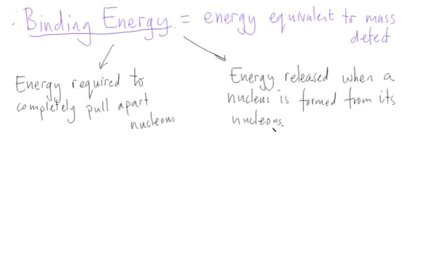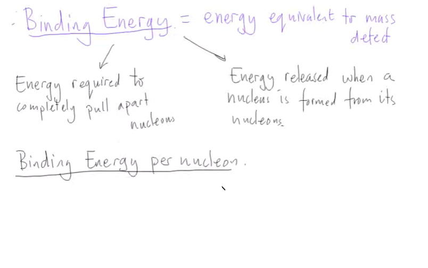On the next slide, we're going to talk about the binding energy curve, because different nuclei have different binding energies. Some are easier to pull apart, some are harder to pull apart. And we also refer to the binding energy per nucleon in order to compare the different nuclei. We talk about binding energy per nucleon.